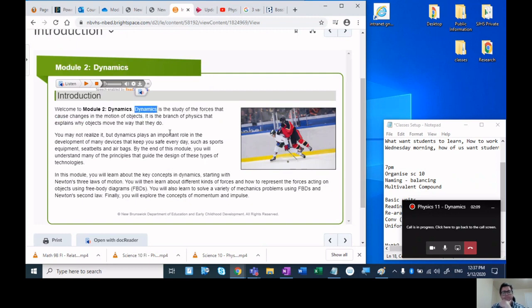What is dynamics? So kinematics was the study of movement and moving objects, right? Dynamics is the study of the forces that cause change in motion, or the forces that cause things to move, and especially move differently, because the forces will accelerate things, and so it will change the movement. Let's read a little further, please.